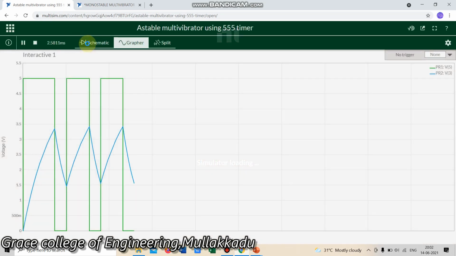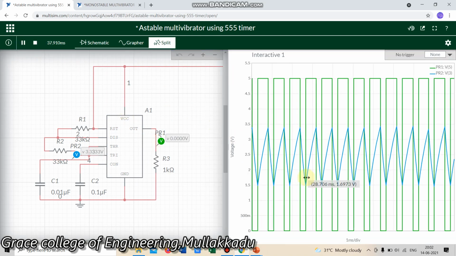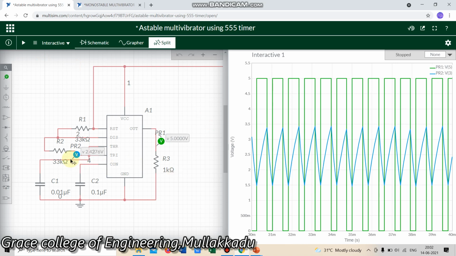You can see the schematic diagram as well. The blue color indicates the capacitance charging and discharging, while the output is high when the capacitance charges and low when the capacitance discharges. The capacitance charging and discharging is given by the blue color line, and the green color line indicates the square pulse which is obtained at the astable multivibrator. This type of multivibrator can be used for generating square pulses, and it can be used for timer circuits, etc. Thank you.